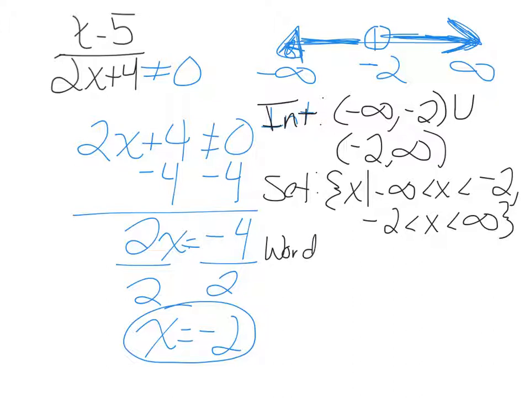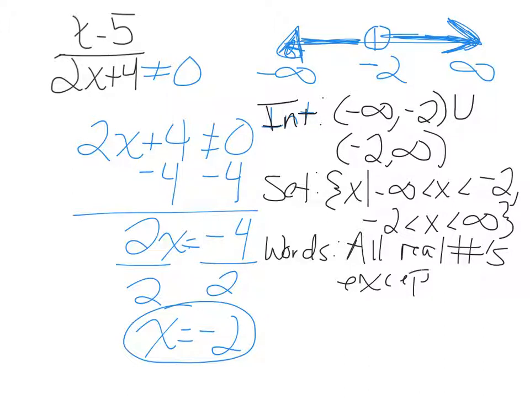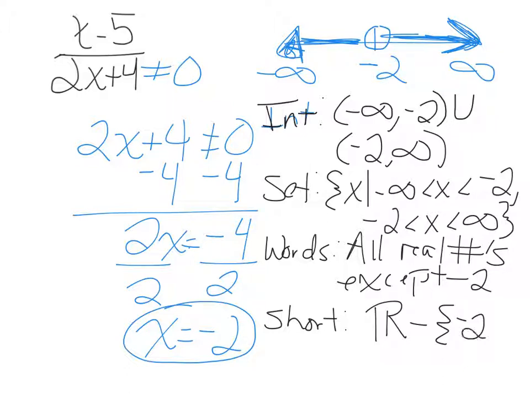In words, we would say all real numbers except, sorry about that, -2. And our shorthand there would be all real numbers, and you're subtracting out the set of -2.